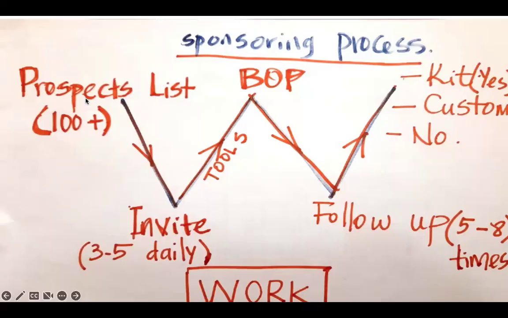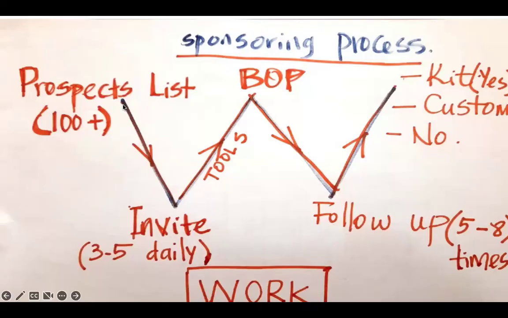The first one is you need a prospect list. That is a list of people that you want to involve or you want to introduce to the business. We recommend you need to have more than 100 names. 200 names, the better. The more names you have, the more chances of finding the people who are looking for our business. So write a prospects list.